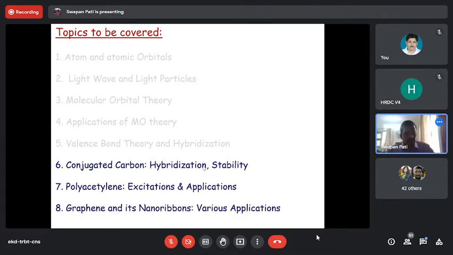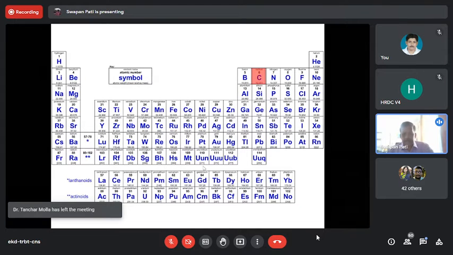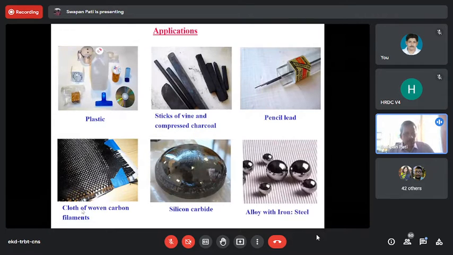Okay. Conjugated carbon, hybridization, stability, polyacetylene, excitation, application, graphene, and nanoribbon, various applications. So this is a periodic table and carbon. This element has been used heavily, and organic chemists use this one almost like a default one. So carbon has 6 electrons and its atomic mass is 12.001. Okay. So its applications are huge.